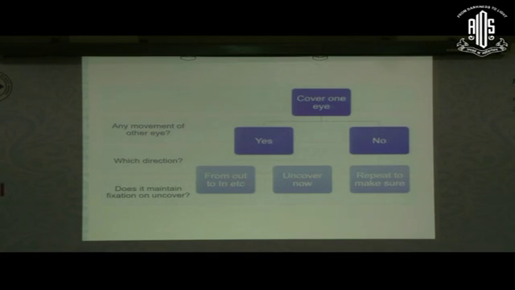So very simple. Cover test. It's obvious. You have to cover one eye, see what's happening to the other eye. You can't see the eye that is being covered, so you look at the other eye, see what's happening in that eye. Then you remove the cover and see what happened to this eye. That's all it is.